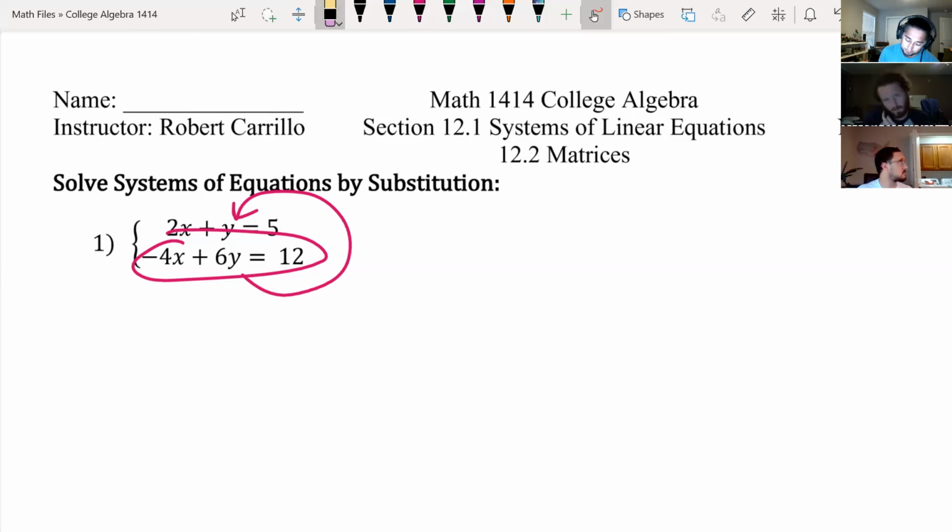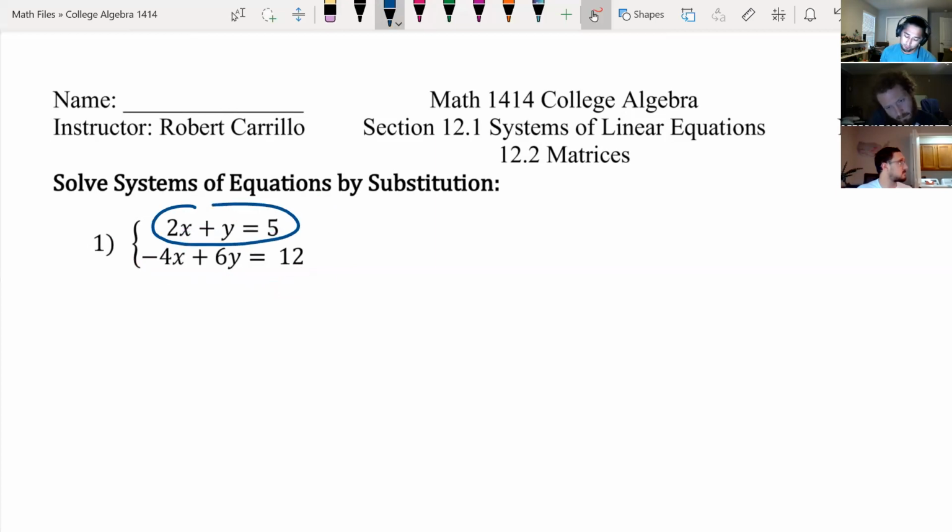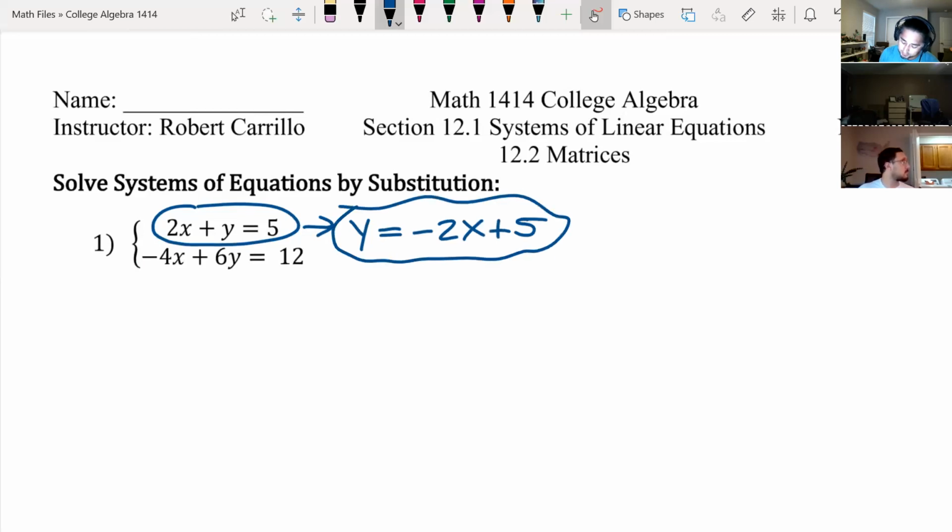Okay, so looking at our problem, it looks like we can take equation 1, and let's go ahead and solve this equation for y. We'll move that 2x over, and we'll get y equals negative 2x plus 5. This is our sub. What we're going to do next is take equation 1 and plug it into equation 2. So we're going to plug this in for y into equation 2.